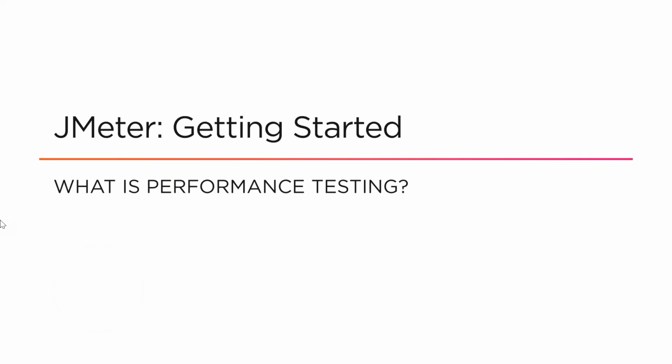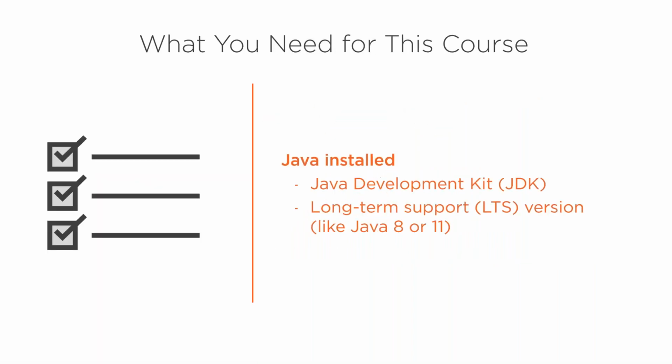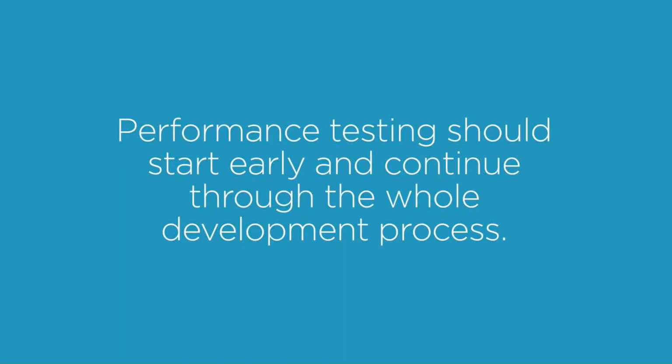So here the first thing is what is performance testing. So here we'll discuss performance testing, and then we'll discuss JMeter, and then how we configure the test plan in JMeter, recording the test, configuring the dynamic test, and some of the stuff. So the first thing is you should have Java installed because JMeter is a Java based application. Okay, so you need to have Java installed, which we understand.